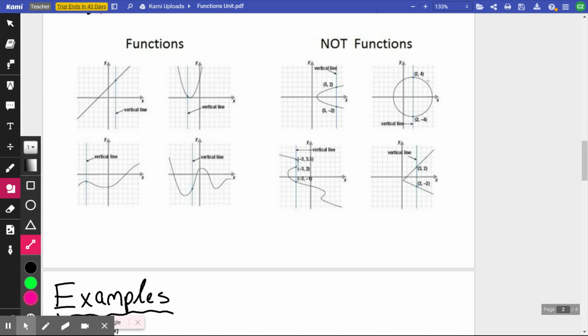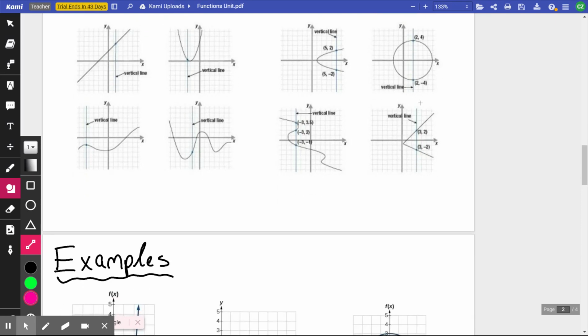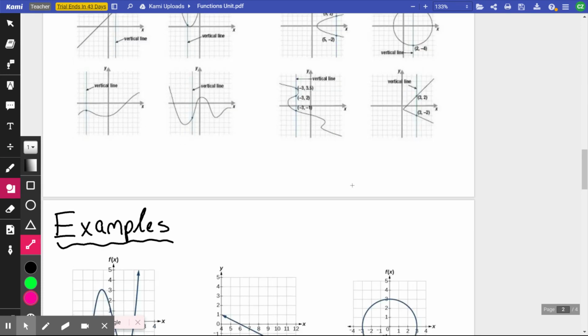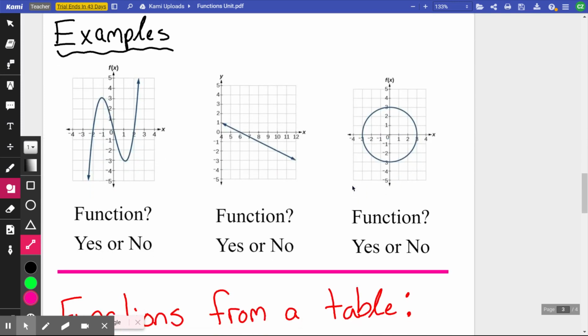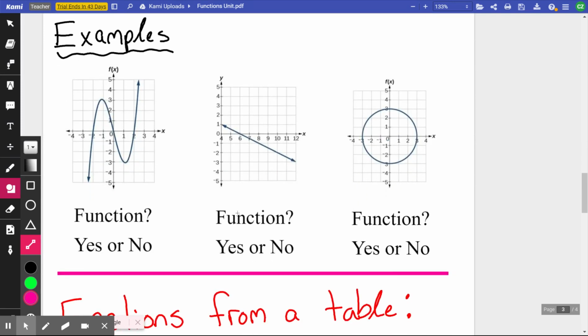Same thing with this circle, okay? At this line, the same input of 2 is being used, yet we're getting two different outputs. That's not a function. All right, so same thing goes for this graph here, and same thing goes for this really squiggly line, because when we draw this vertical line, it actually hits three different places. Okay, so I have the same input of -3, but I'm getting three different answers. So when we do some examples ourselves, are these functions, yes or no?